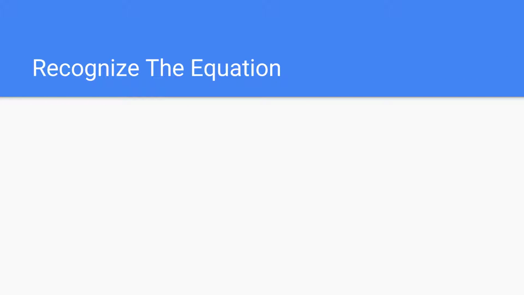Now we need to realize and recognize the equation that we have. This is a sine function. f(x) is equal to a sine bracket x minus c bracket plus d.